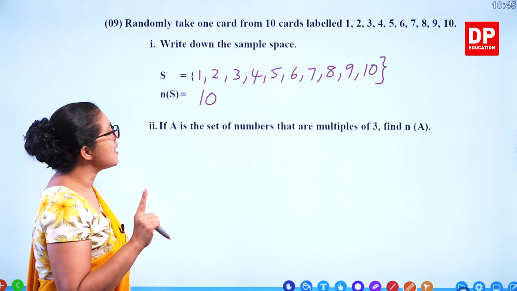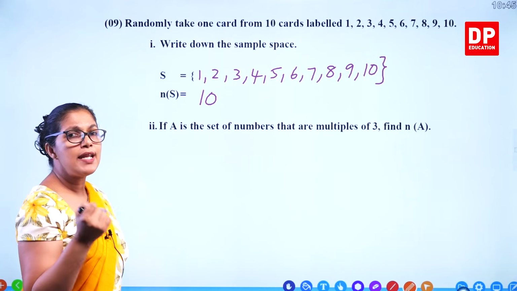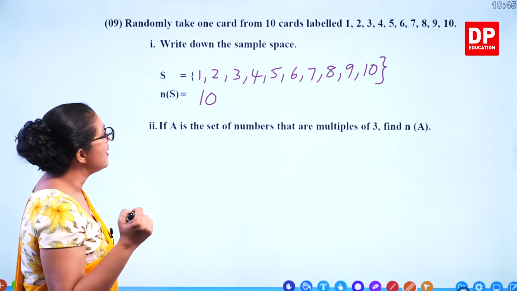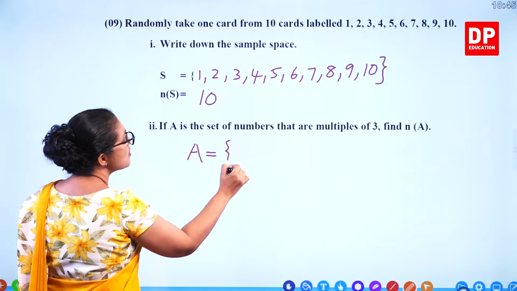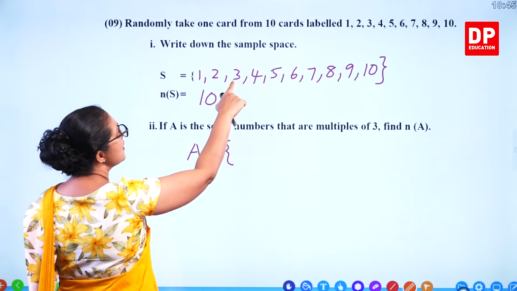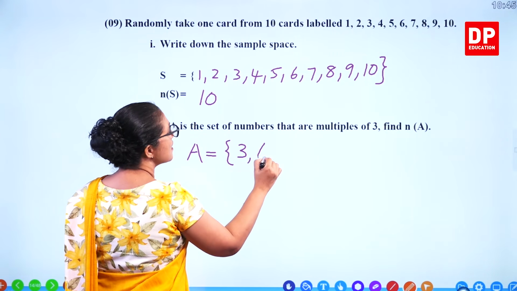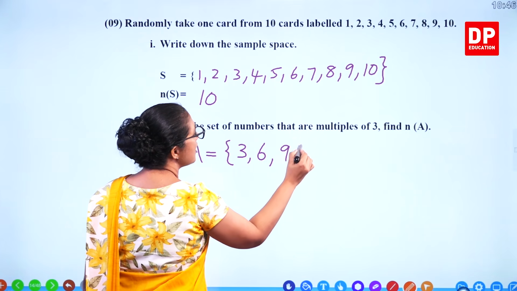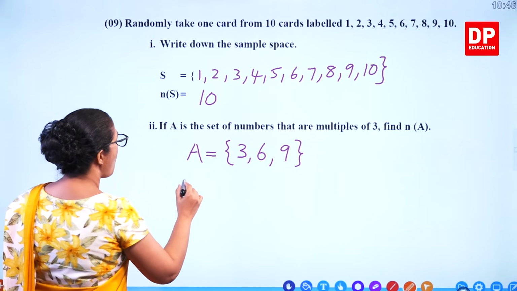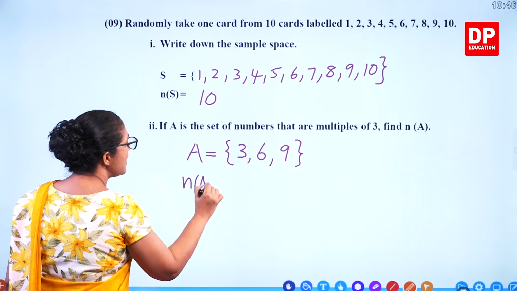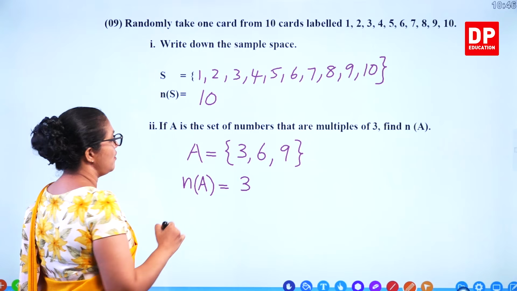If A is the set of numbers that are multiples of 3, find the number of elements in A. Now identify the multiples of 3. You can get 3, 6 and then 9. Those are the multiples of 3. So what is the number of elements in A? That's 1, 2, 3. You get 3 there.